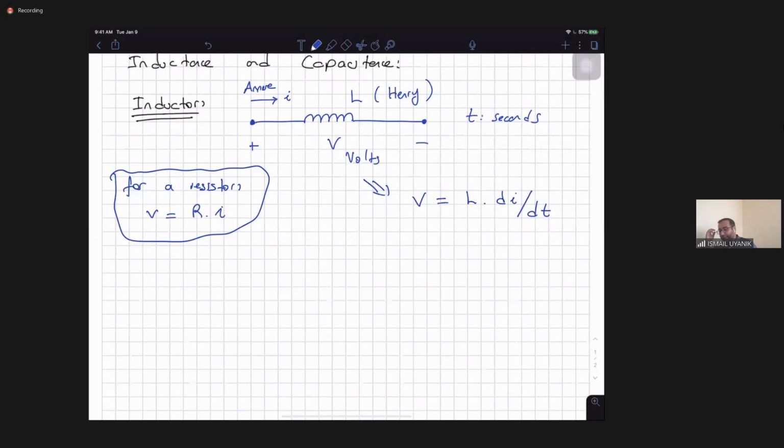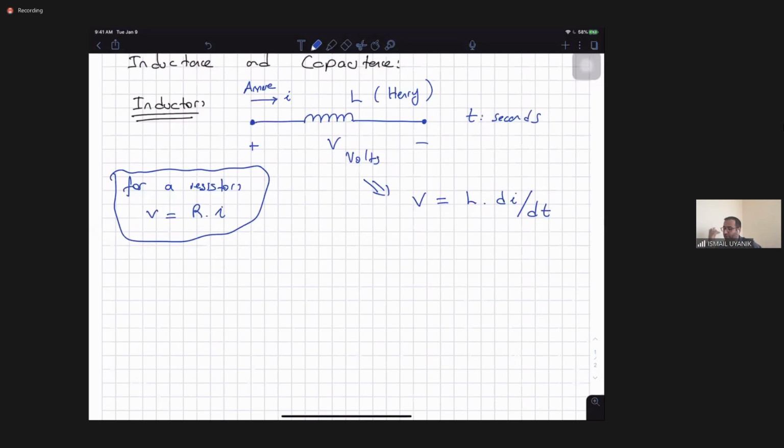So here you can see the way your current affects your voltage drop on this component depends on the rate of change in the current. It's not directly dependent on the current itself, the magnitude of the current, but it depends on the change in the current. So if you focus on this equation, you can imagine the intuitive functionality of this inductor.